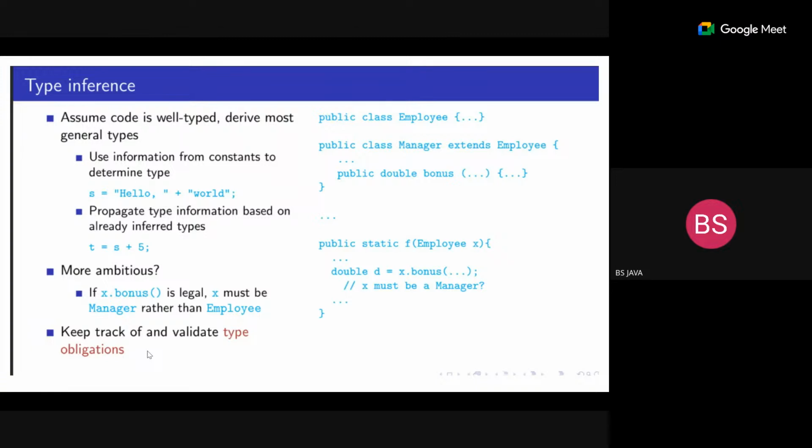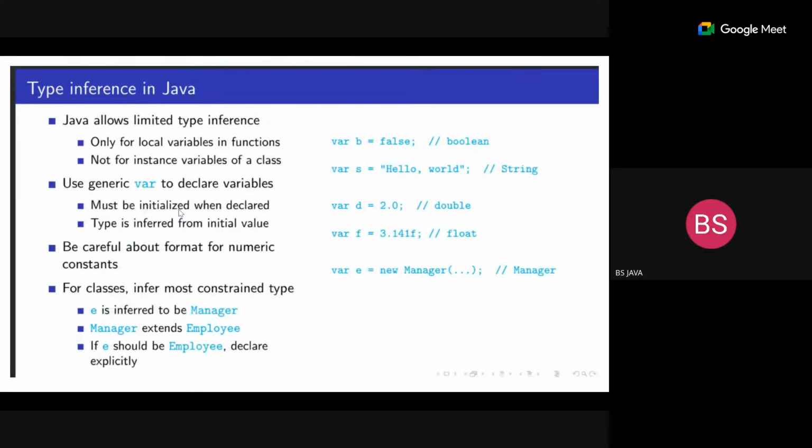I will show in a later slide how we do that. Assume code is well typed, and derive most general types. Java allows limited type inference only for local variables in functions. Only for the local variables in functions can you use type inference, not for the instance variables of the class. Use generic var to declare variables.